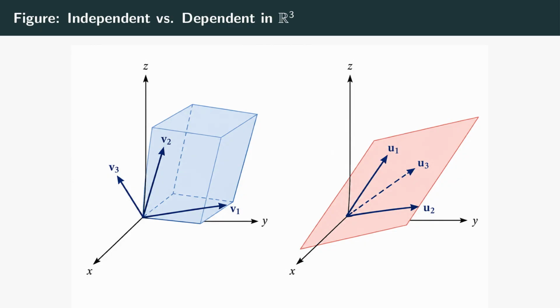That is the whole picture of dependence. The vectors collapse into something lower dimensional than they should. Independence means the arrows genuinely spread out. Dependence means at least one of them is redundant, lying inside the span of the rest.